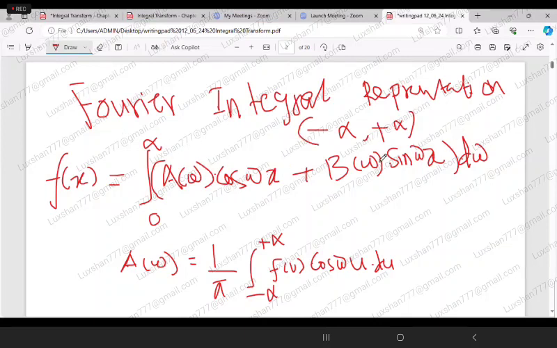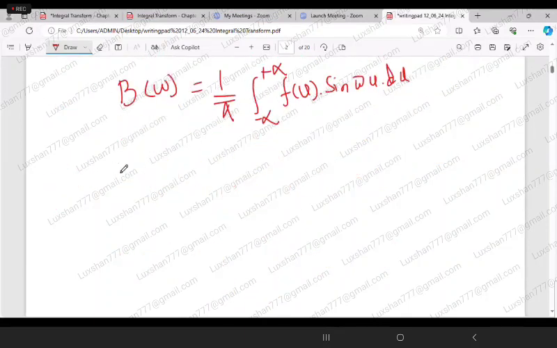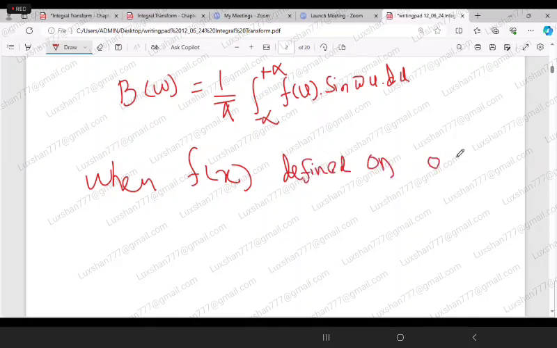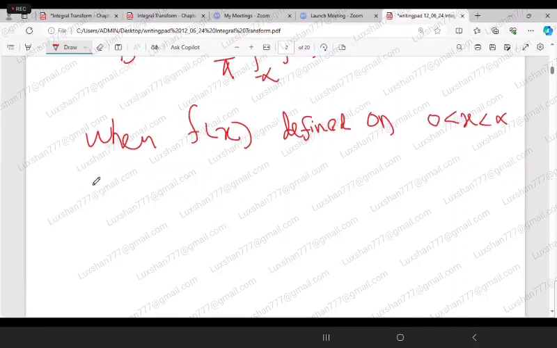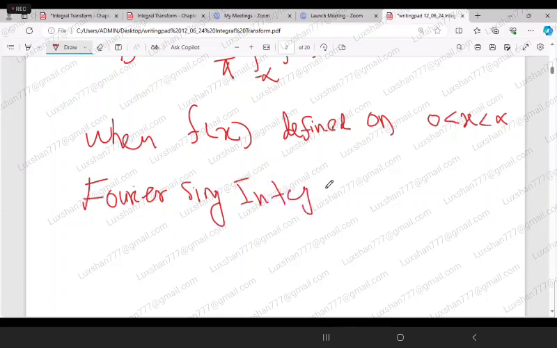So that is called the Fourier integral representation of the function f(x). Now when f(x) is defined on 0 less than x less than infinity, then we can find the Fourier sine integral.